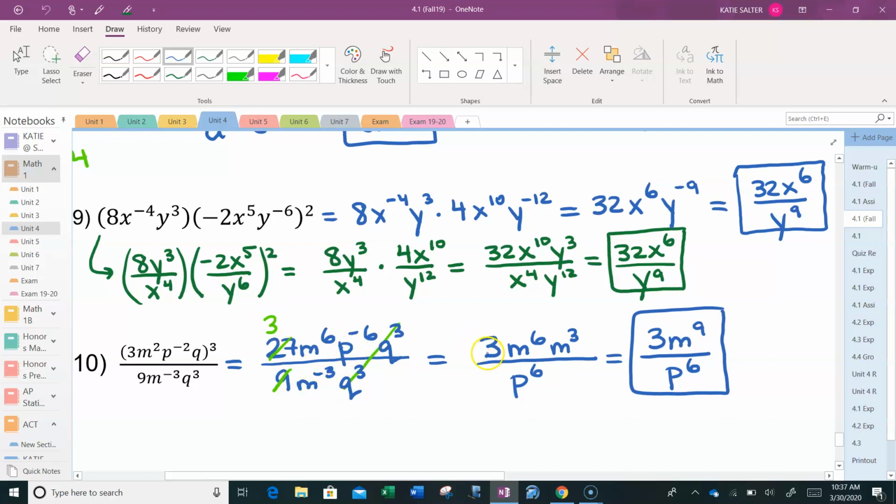At this point, I then moved any bases that had a negative exponent. So the 3 carried over, m to the 6 stayed, m to the negative 3 moved upstairs, became m to the positive 3, and p to the negative 6 moved downstairs, became p to the 6. Last but not least, we are multiplying like bases, so we add those exponents. So m to the 6 times m cubed is m to the 9. And we are done.